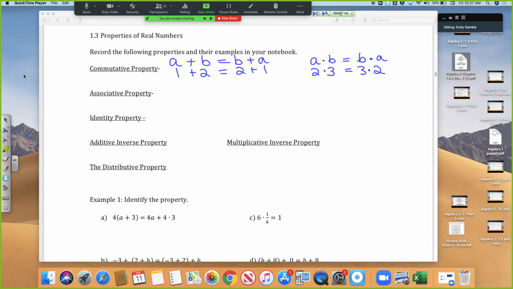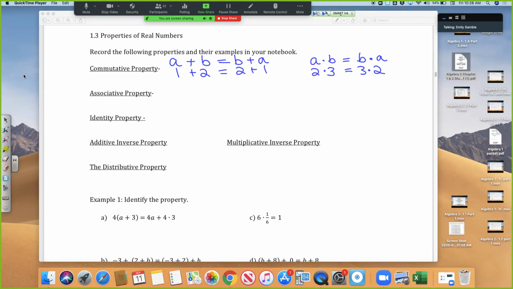Kind of like at lunch, one day you're sitting with this group, and the next day you're sitting with that group. All together, the same people are in that room. However, you might be associating with different people. That's what the associative property does as well. It takes numbers and groups them. The numbers are still all there, but they're just grouped differently.